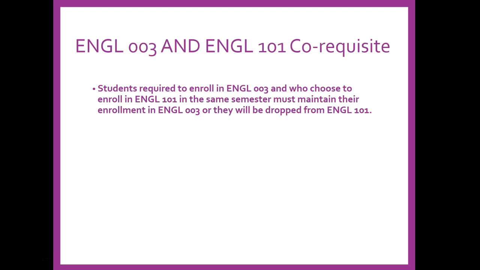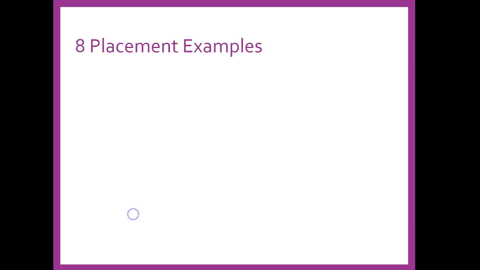Just want to emphasize again that students that are required to enroll in 003 and choose to be in 101 in the same semester must maintain their enrollment in their reading class or they will be dropped from English 101. Students are told this on the first day of English 003, and it is the responsibility of the reading instructor to make sure that it is enforced, that if they drop a student from their 003 class who is enrolled in 101, they notify the 101 instructor.